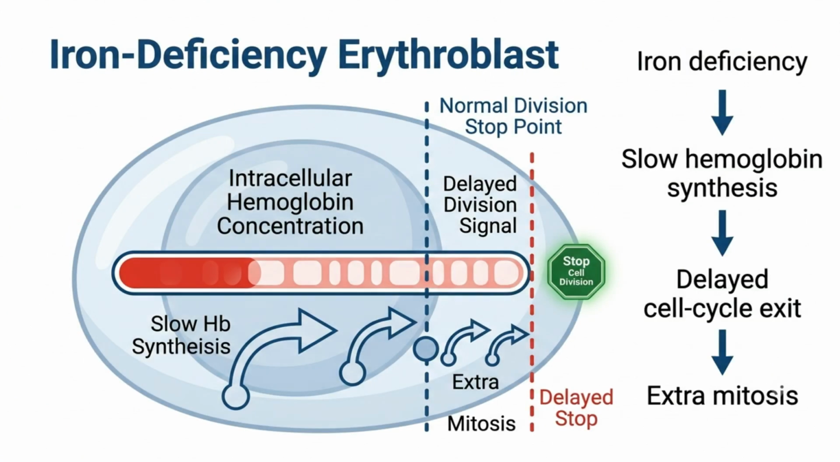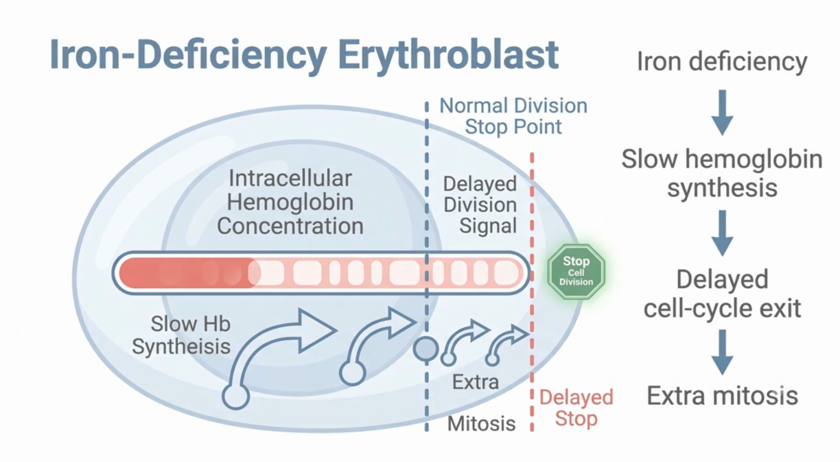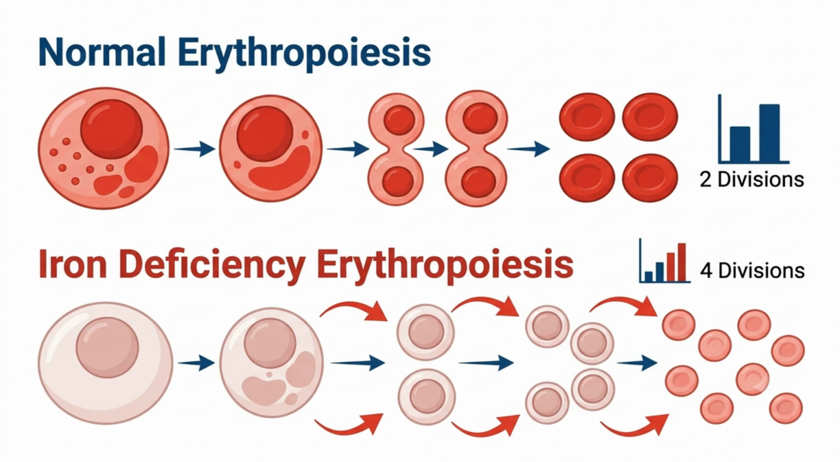When iron is deficient, hemoglobin accumulates much more slowly. Because the critical hemoglobin concentration has not yet been reached, the erythroblast does not exit the cell cycle on time. Instead, it continues dividing for longer than normal. Each additional mitotic division produces two daughter cells.